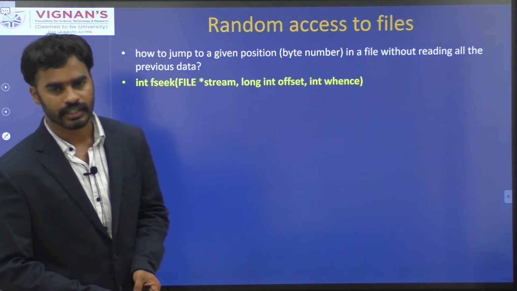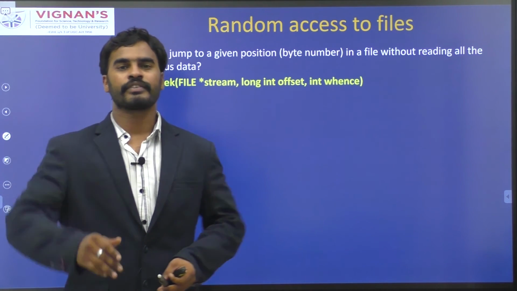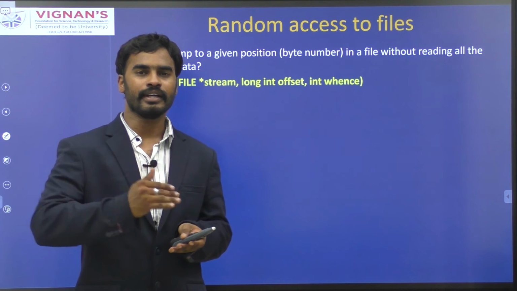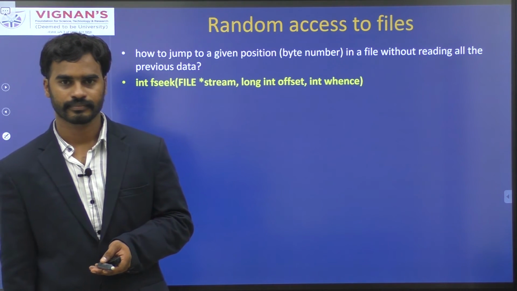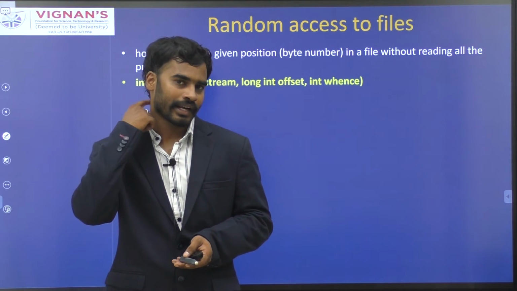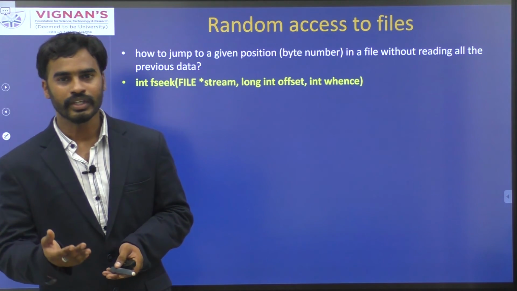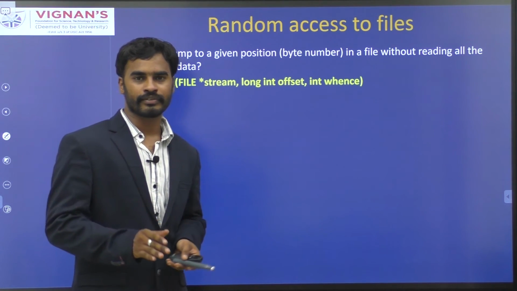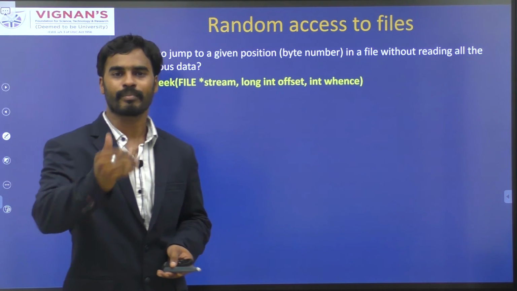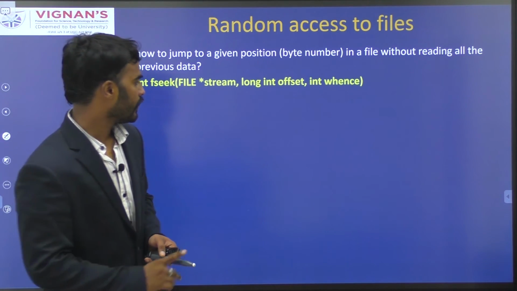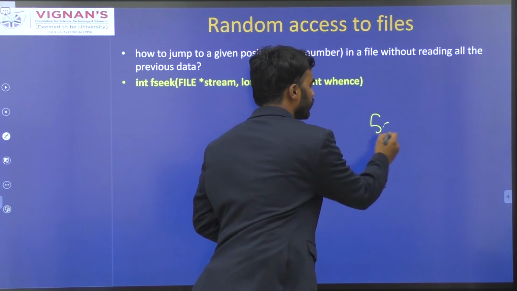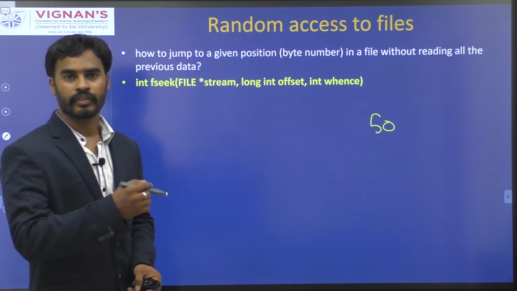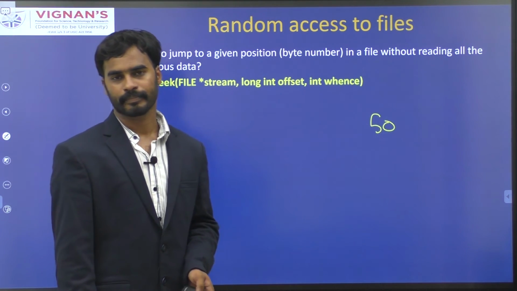So far, we discussed sequential files, where you need to access the data sequentially, one after another. Now we will see random access files, where you don't need to access the data one after another. The drawback of a sequential file is you have to go one by one. For example, if you want to access the 50th record, you have to access the first 49 records, and then only can you go to the 50th record.